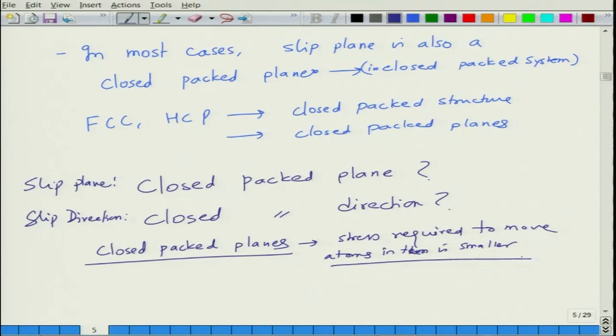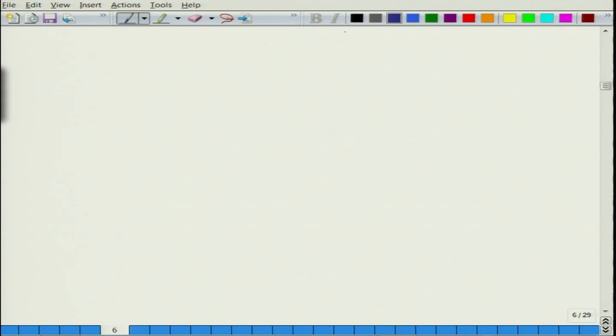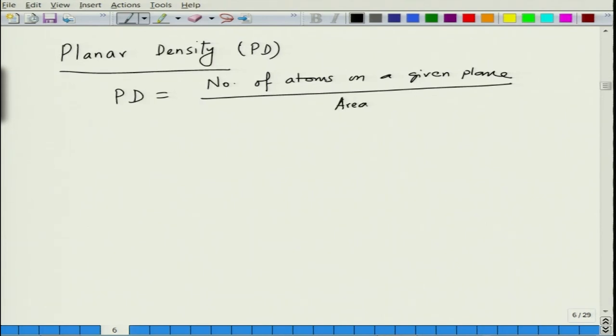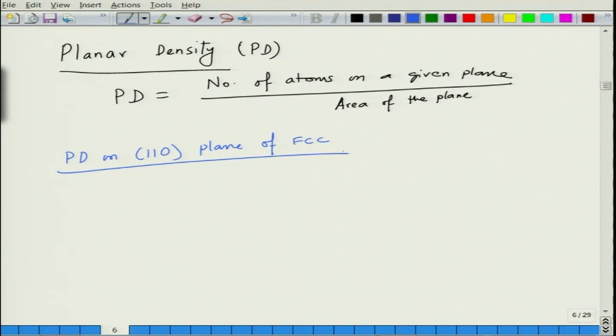So let's see first how you work out what is a close packed plane and what is not, before we come to this in a little more detail. Let's first look at how you determine whether a plane is close packed. Let us work out what we call planar density in planes in crystals. Planar density, or PD, is given as the number of atoms on a given plane divided by the area of the plane, so basically the number of atoms per unit area. Let us say we want to calculate PD on the 110 plane of an FCC crystal. First we make, let's say, a cube.